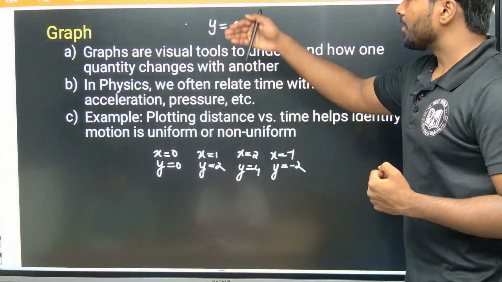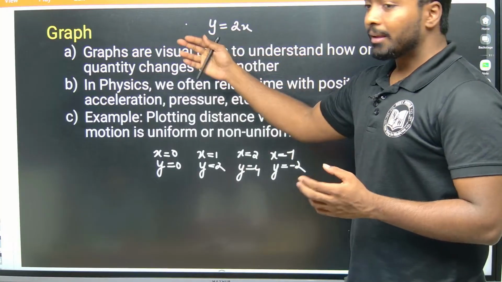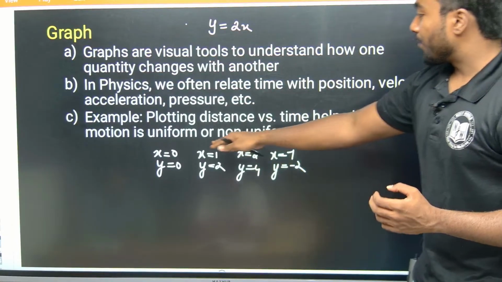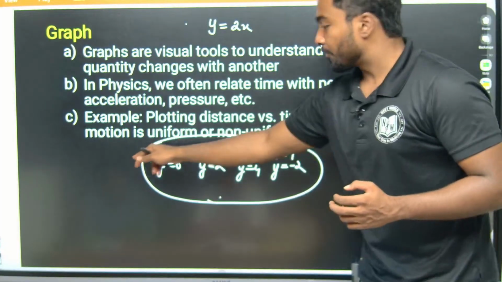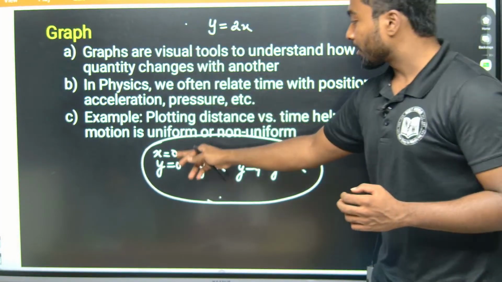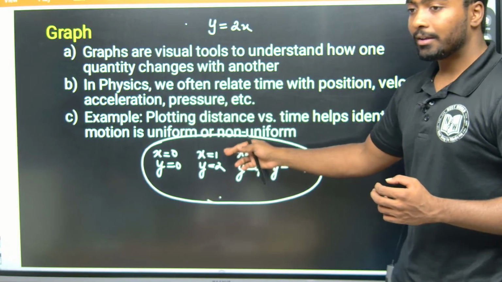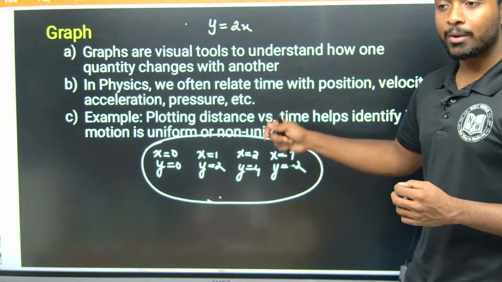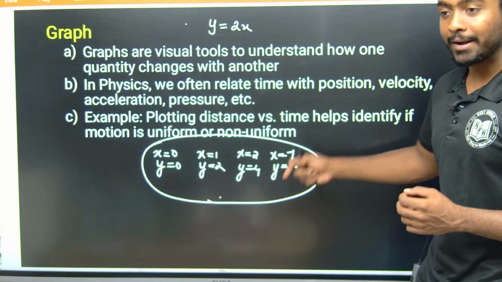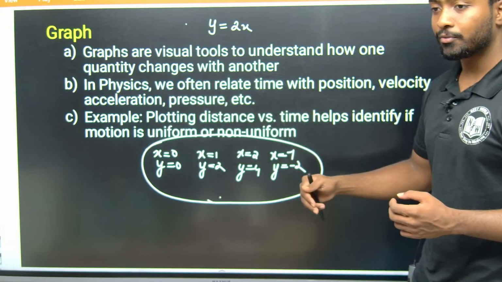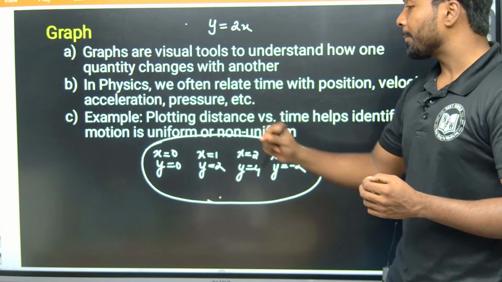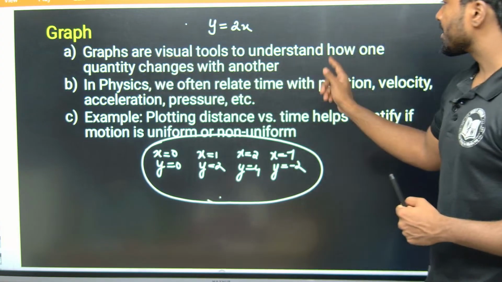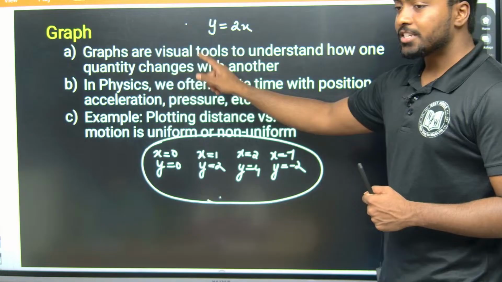So how do we plot a graph? A graph is nothing but a relation between two variables. I will plot x with respect to y: x equals 1, y equals 2; x equals 2, y equals 4; x equals minus 1, y equals minus 2; x equals minus 2, y equals minus 4. I will plot the points and get the graph. Understood? Graphs are visual tools to understand how one quantity changes with another quantity.